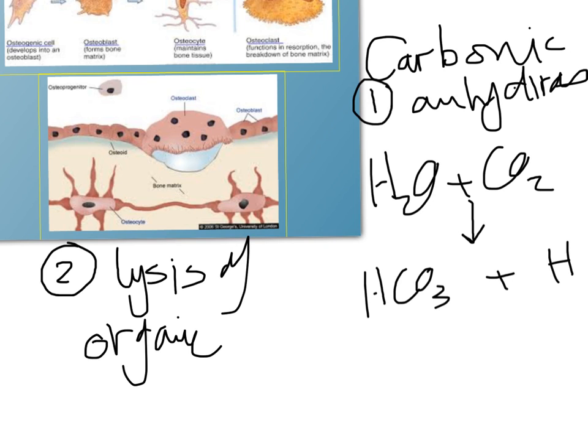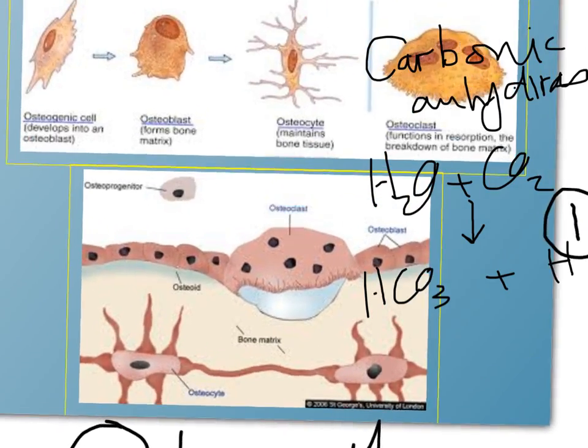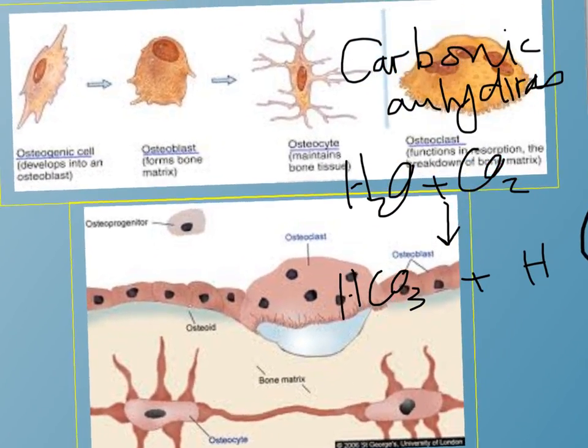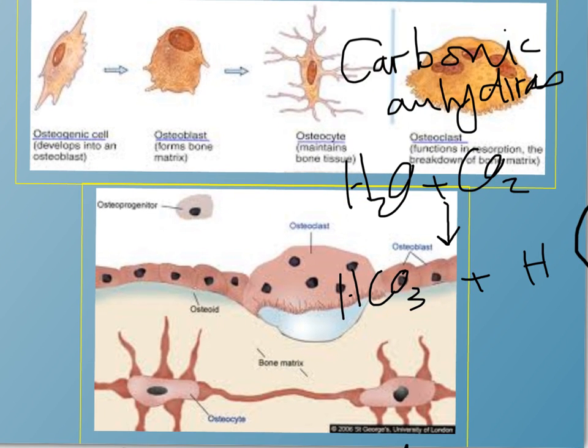So it has 2 jobs: removal or dissolving of the calcium salts by the secretion of carbonic anhydrase, and the lysis of the organic material by the release of the lysosomal proteolytic enzymes present inside the cytoplasm, inside the lysosomes. Now look at the picture again. This is the picture we have, and we'll summarize what we have said.